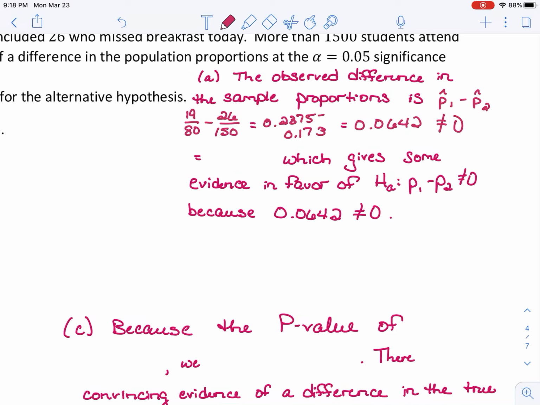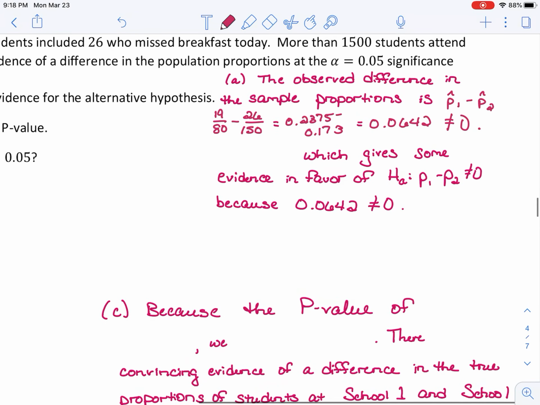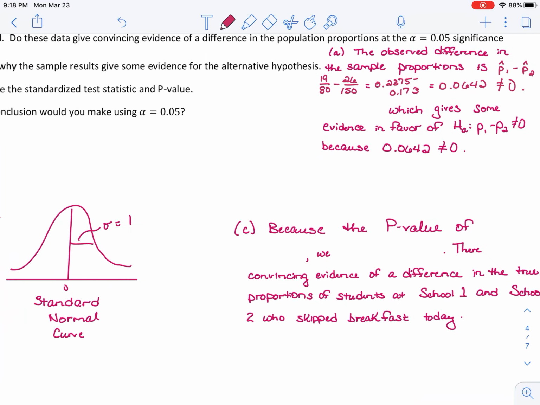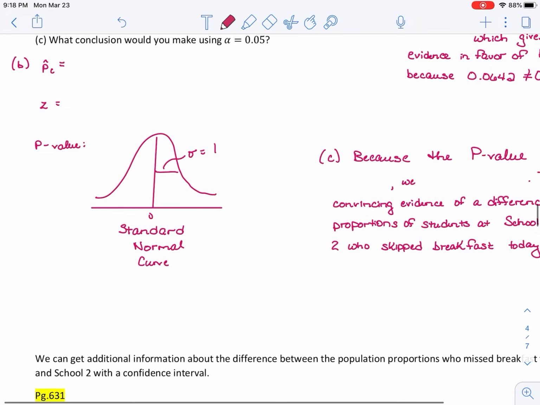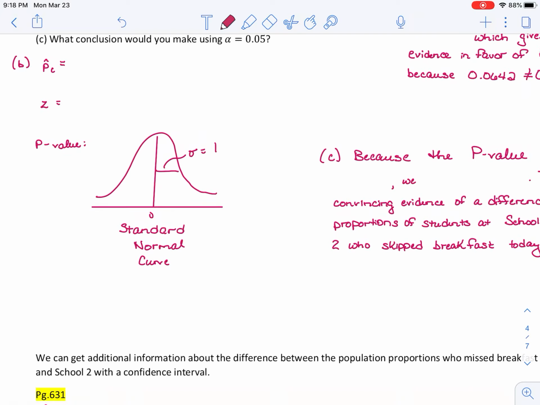which does not equal 0. Because it's not equal to 0, we have some evidence that the difference of the population proportions might not be equal to 0 either. So we're looking to see, can we say this is really unlikely to get something like this? This is when we fall to our p-values. Before we do the p-value, we're going to do our standardized test statistic. We're going to use that p hat sub c from earlier.